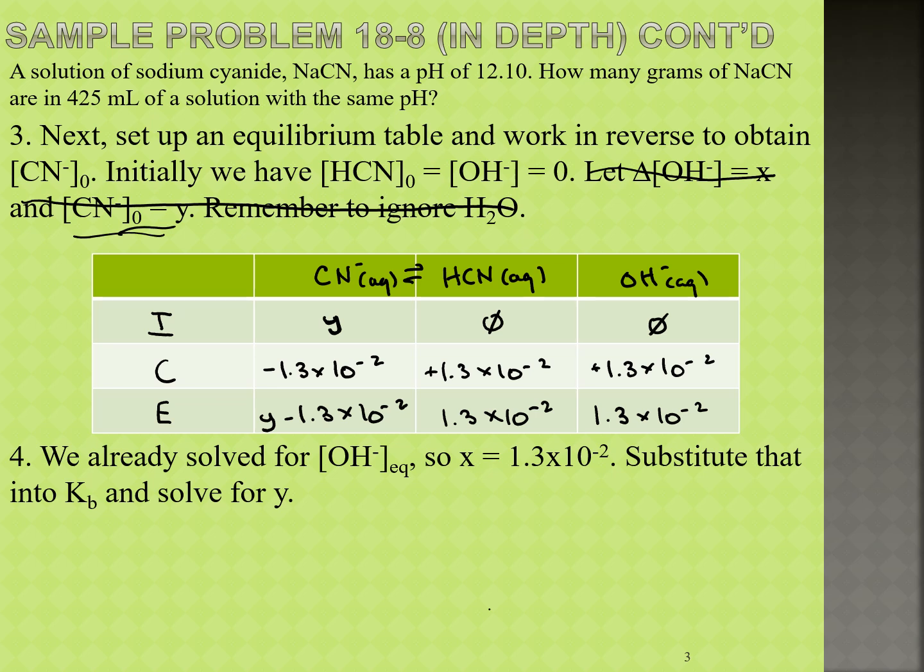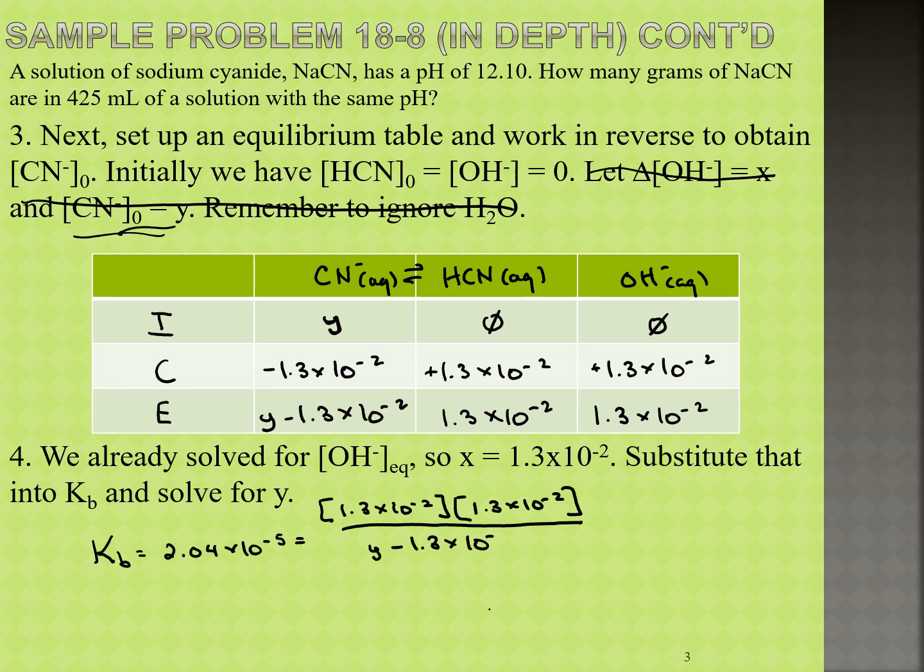All right, so now we can plug in everything we need into our expression for our Kb. So we've got our 2.04 times 10 to the minus fifth is equal to our HCN, which is 1.3 times 10 to the minus second, times our OH, which is 1.3 times 10 to the minus second, divided by our cyanide concentration, which is Y minus 1.3 times 10 to the minus second. And if we solve for Y, then our Y becomes 8.3. All right, and so that means that our initial concentration of our cyanide anion is 8.3 molar.